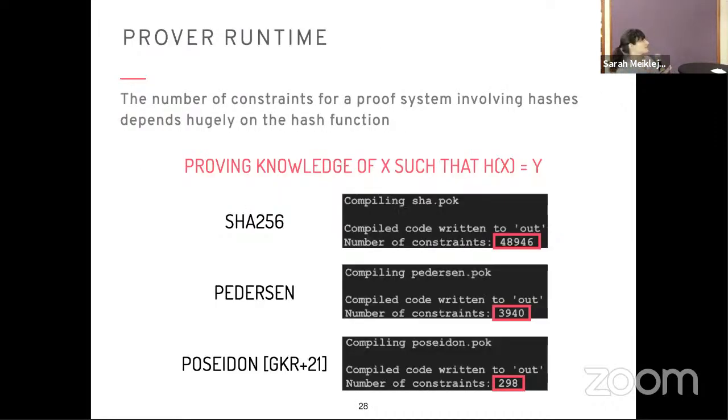So what I've done here, just to highlight what this work looks like, is I've written in Socrates, a really nice proving tool, a little program for the simplest possible thing you could do, which is proving knowledge of a hash pre-image. And what I've boxed off in red there is the number of constraints in the resulting circuit when you compile this down.